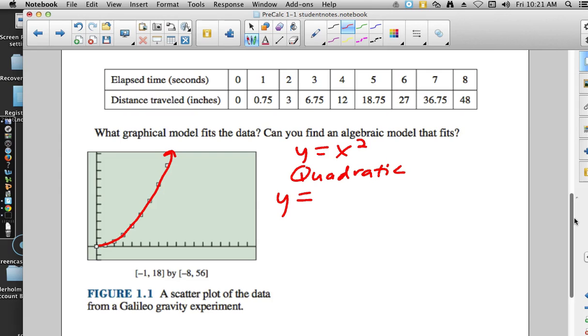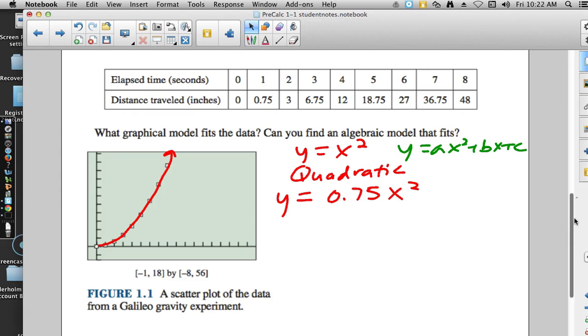All right. So if we get this in here, this is telling us if we use that quadratic model, then all we have to do is put 0.75 in here. And that will be a perfect fit. Now, what we're going to do is we're going to see it. We're going to make sure.